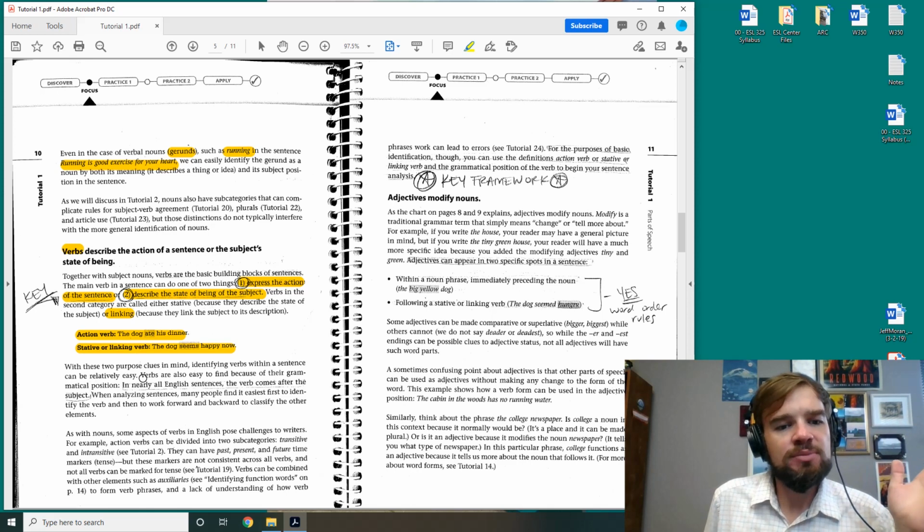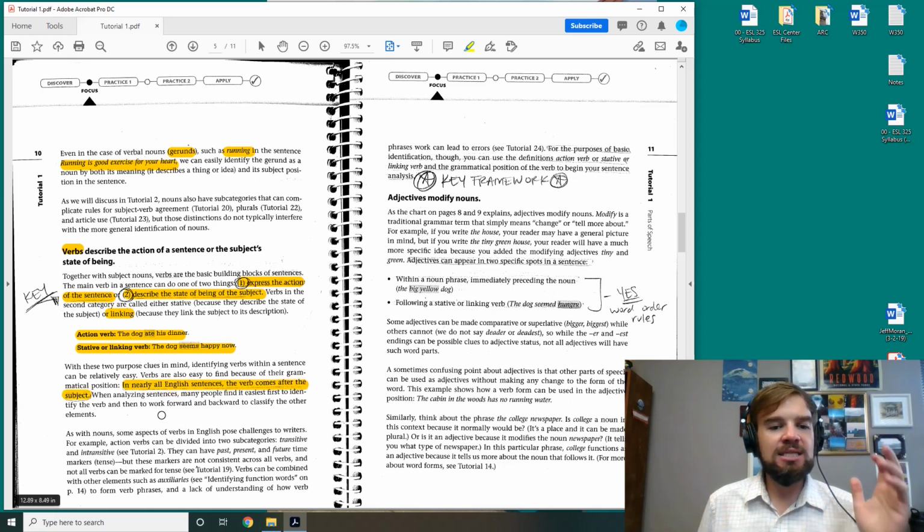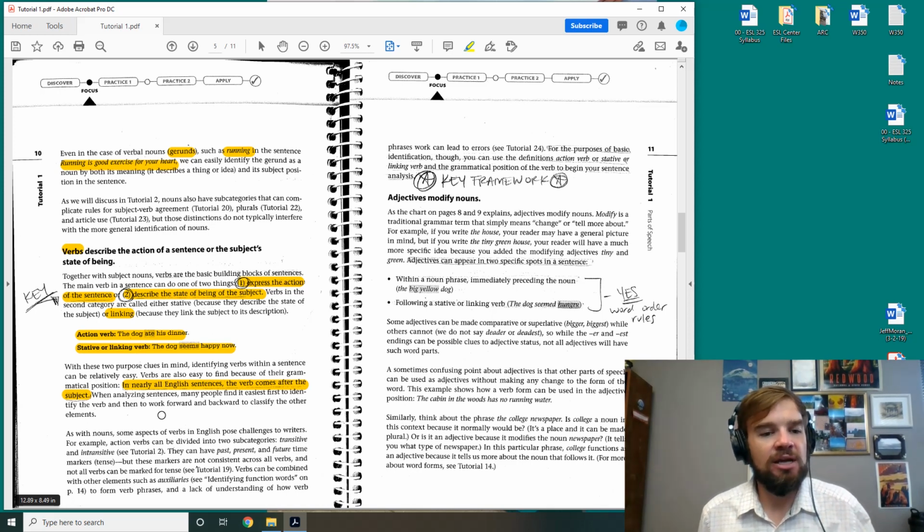So with these two purpose clues in mind, identifying verbs within a sentence can be relatively easy. Verbs are also easy to find because of their grammatical position. In nearly all English sentences, the verb comes after the subject. When analyzing sentences, many people find it easiest first to identify the verb and then to work forward and backward to classify the other elements.